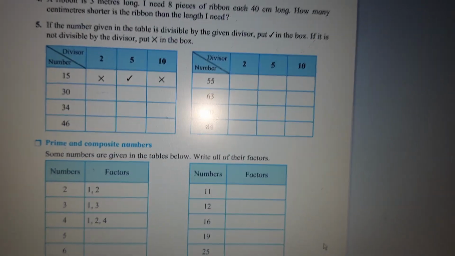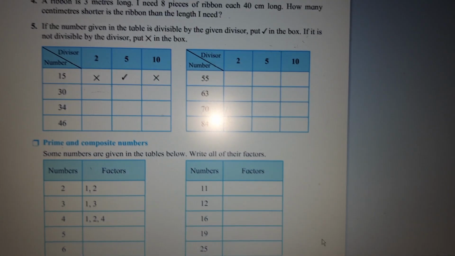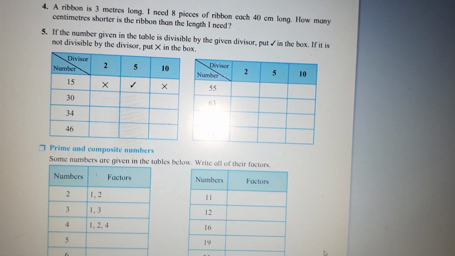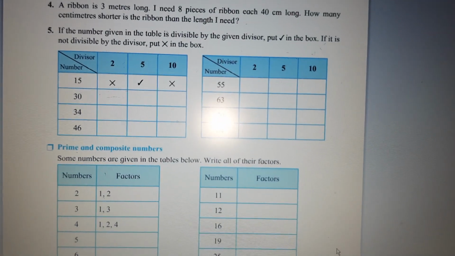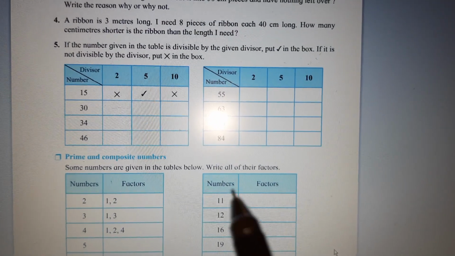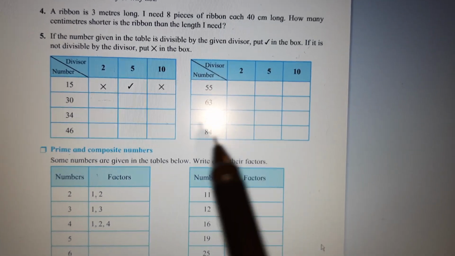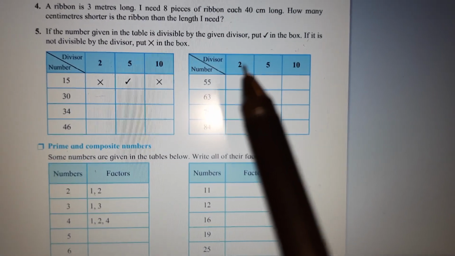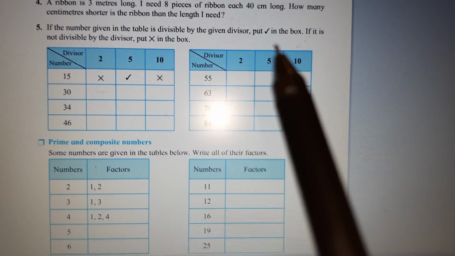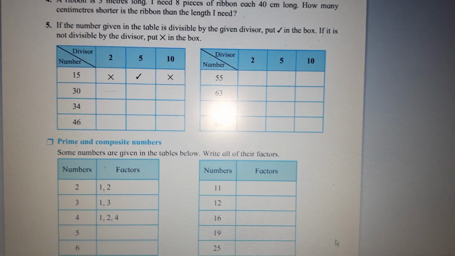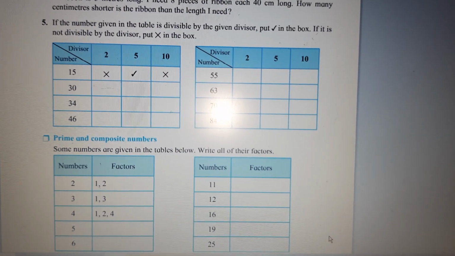Now the next sum is... The flashlight is on because in the notebook it becomes darker, children. So don't worry, the flashlight is at the side. If the number given in the table is divisible by the given divisor, you need to put a tick mark in the box. If it is not divisible by the divisor, put a cross in the box.